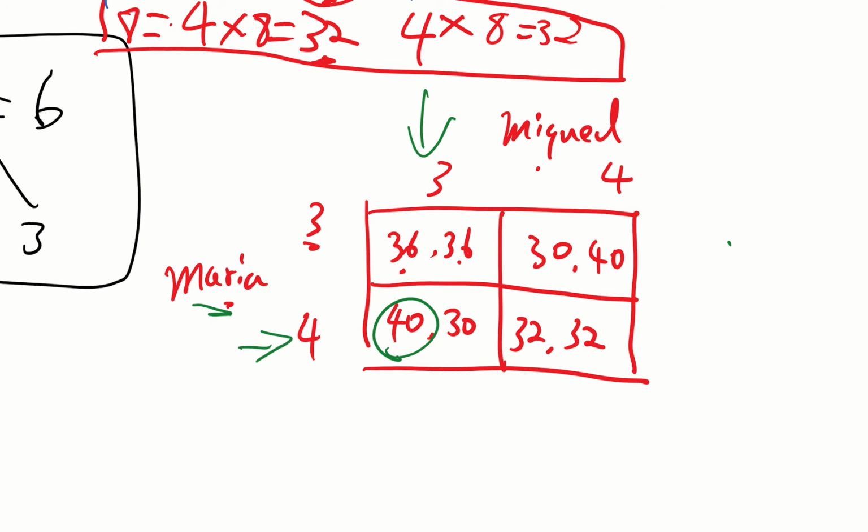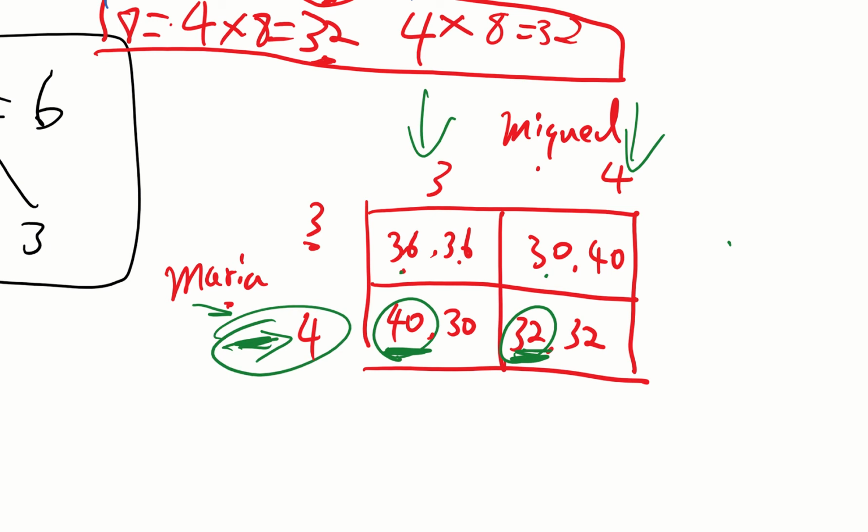Okay. Now, what if Maria knows for sure that Miguel always cheats? What should Maria do? Maria does 3, she gets 30. Maria does 4, she gets 32. And 32 is better than 30, so she would choose to produce 4 instead of 3. So you see how it doesn't matter what Miguel does, Maria will always choose 4. So this 4 gallons of production is called a dominant strategy.